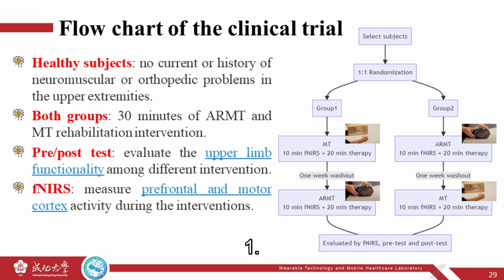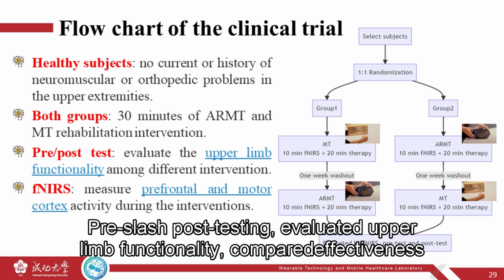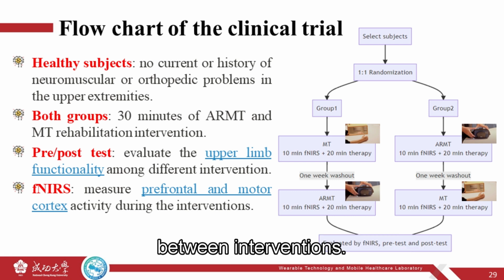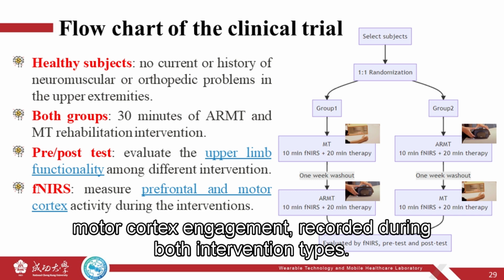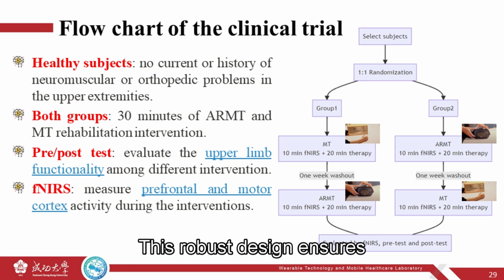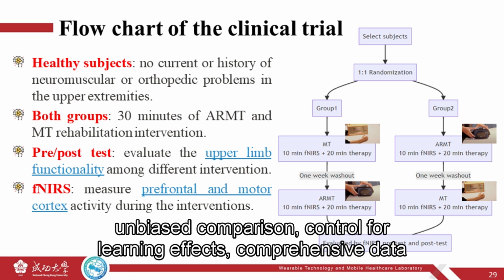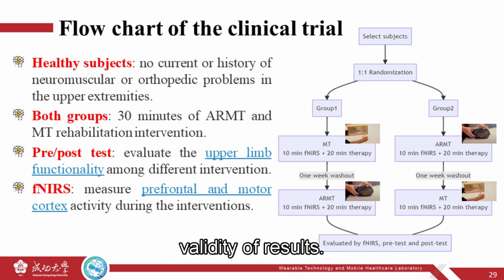Assessment methods. 1. Pre/post testing. Evaluated upper limb functionality, compared effectiveness between interventions. 2. FNIRS monitoring. Measured prefrontal cortex activity, tracked motor cortex engagement, recorded during both intervention types. This robust design ensures unbiased comparison, control for learning effects, comprehensive data collection, scientific validity of results.